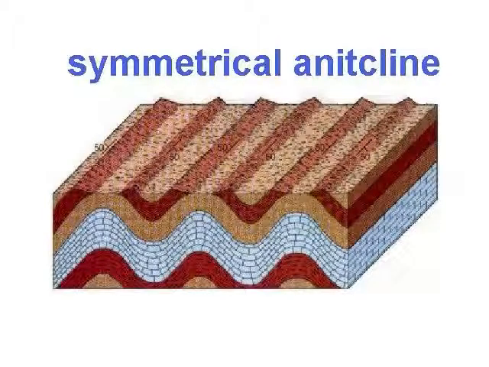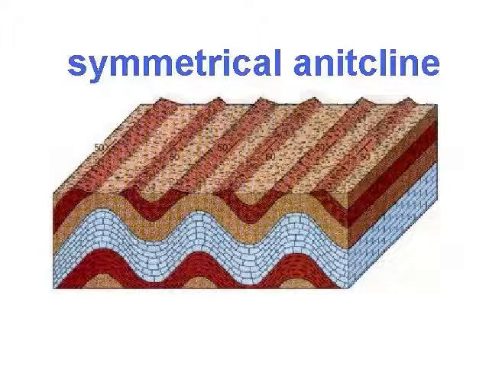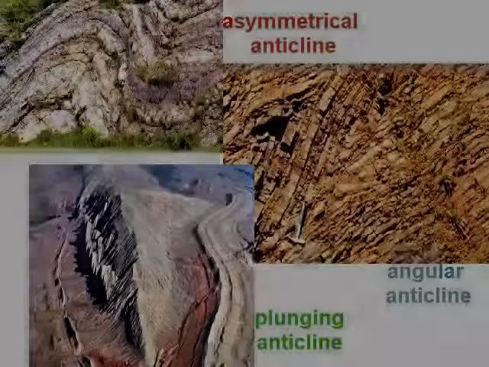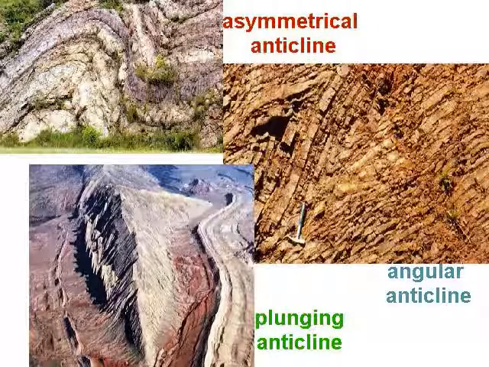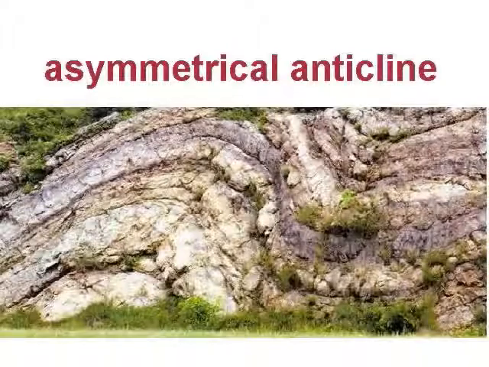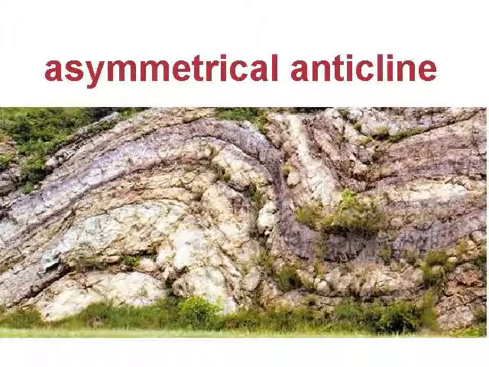Here is an example of a simple, symmetrical anticline, but nature does not always give us symmetrical structures. There are three other types: asymmetrical anticline, angular anticline, and plunging anticline. When something has occurred to make the two sides different, then we refer to these anticlines as asymmetrical, meaning one side is different than the other. In this example, you can see that one side is far more bent than the other side.